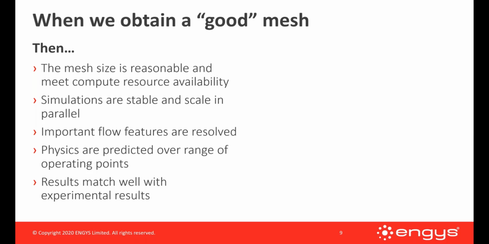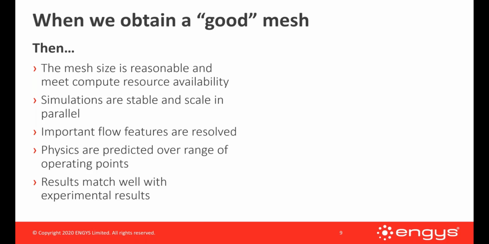And another indicator of a good mesh is that simulations are stable and they scale in parallel. So stable might be related to the quality of the mesh: the shape of the cells, the volume of the cells, the amount of layers that we might have. And whether it scales in parallel depends on the solver, but it might be related to the type of decomposition. So we'll split the mesh physically into smaller meshes and solve those on each individual node within our cluster.